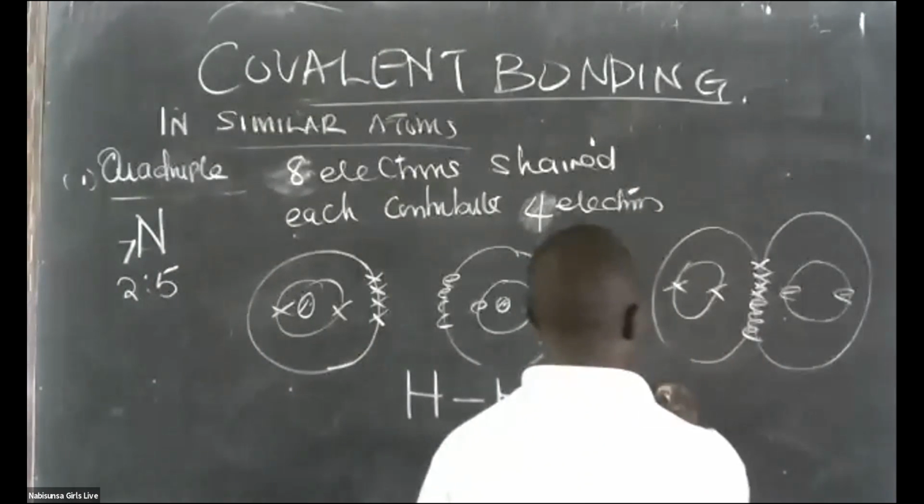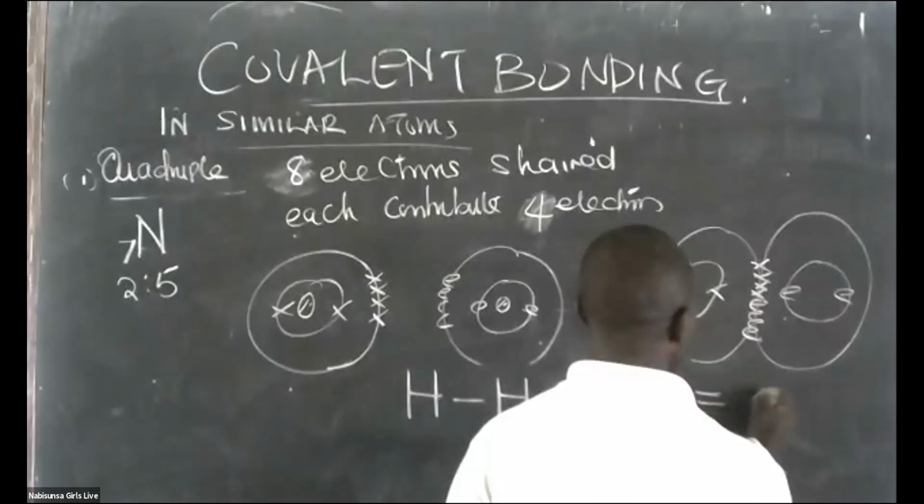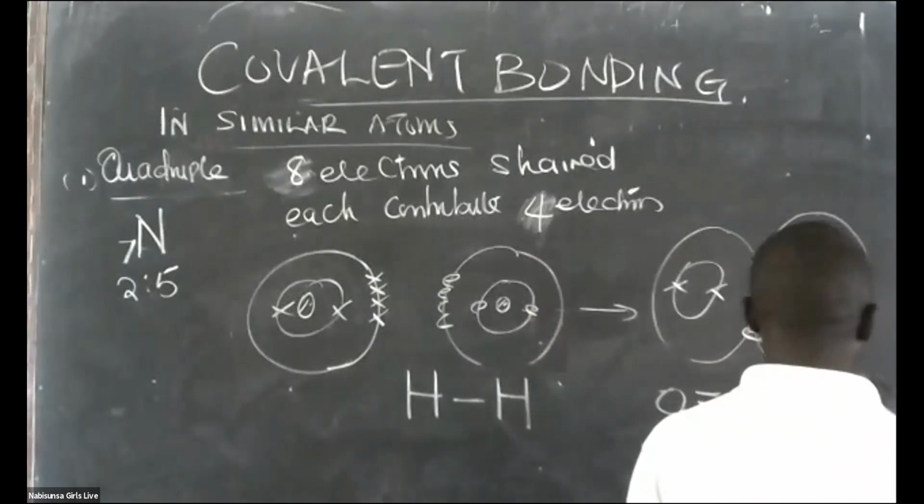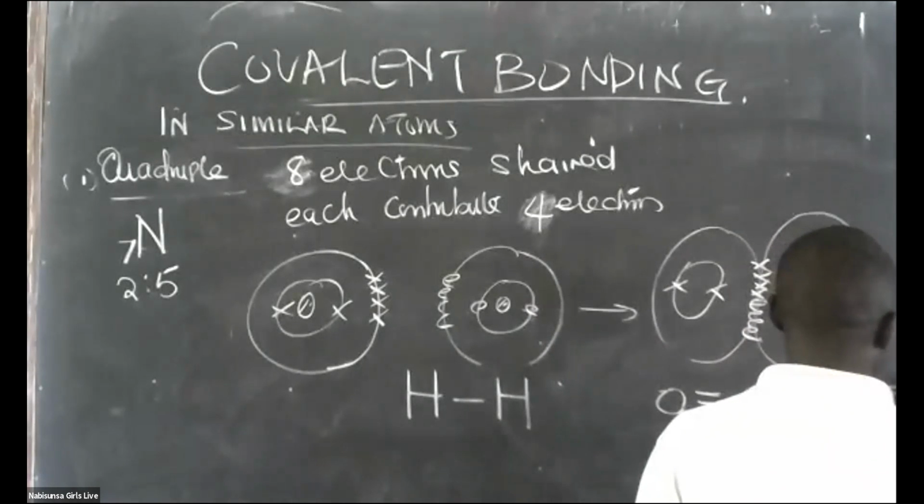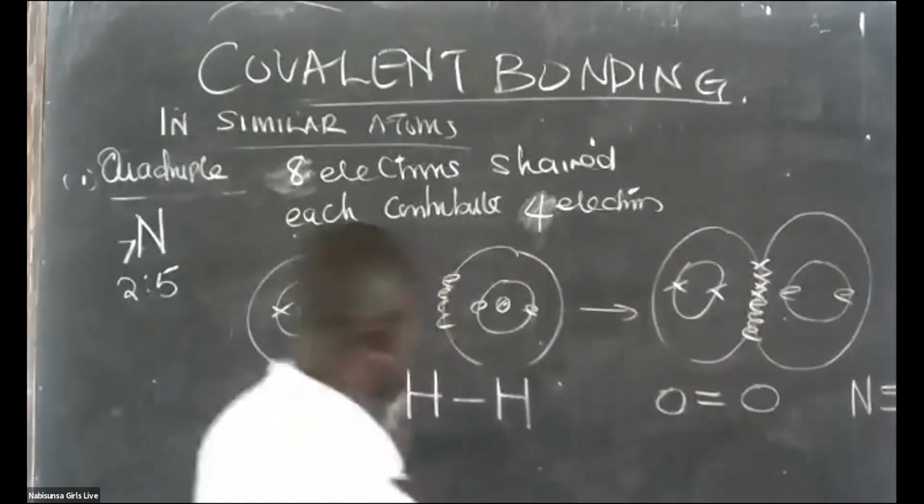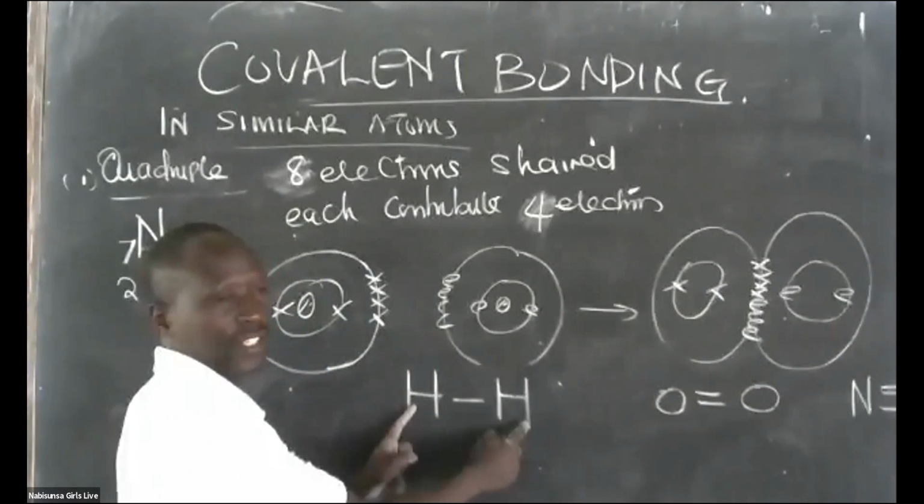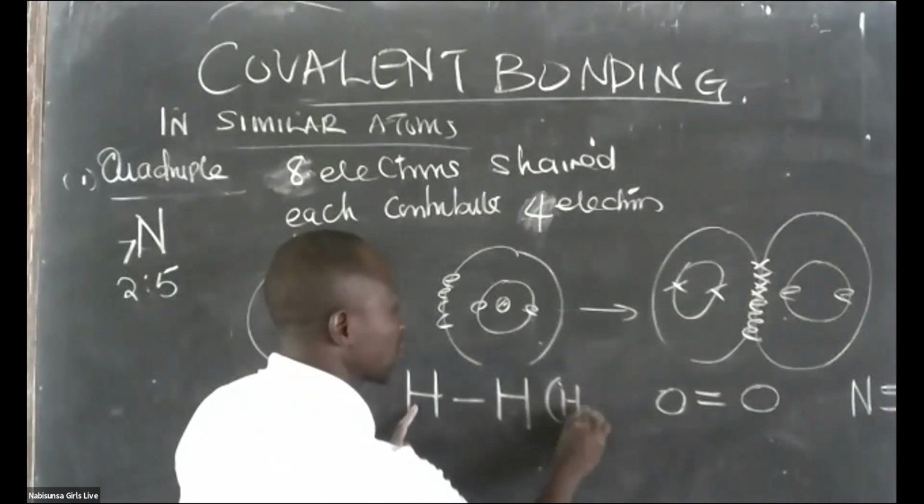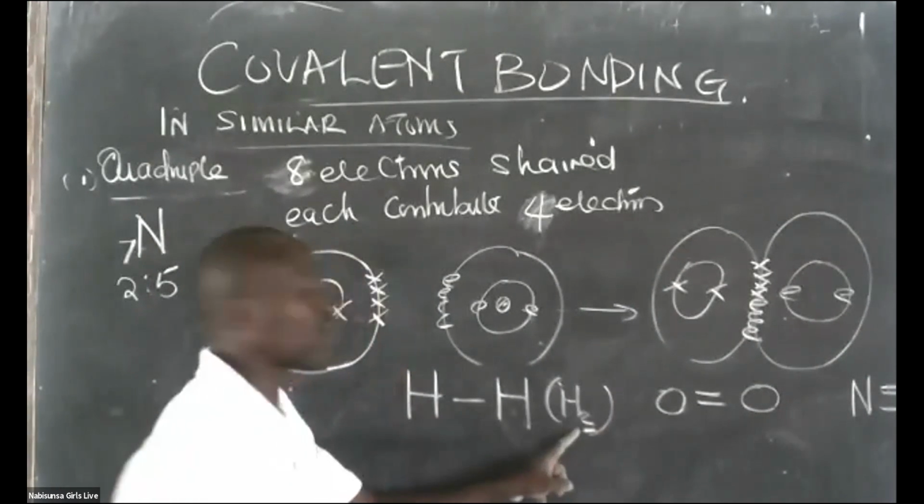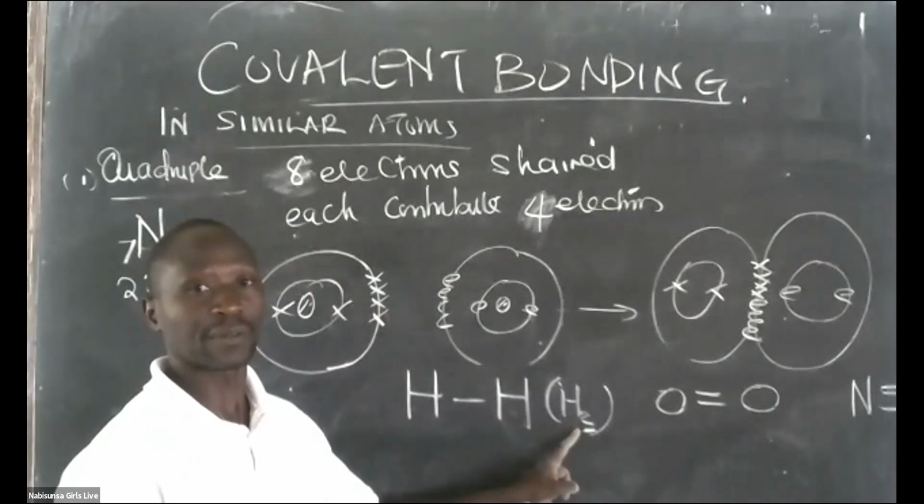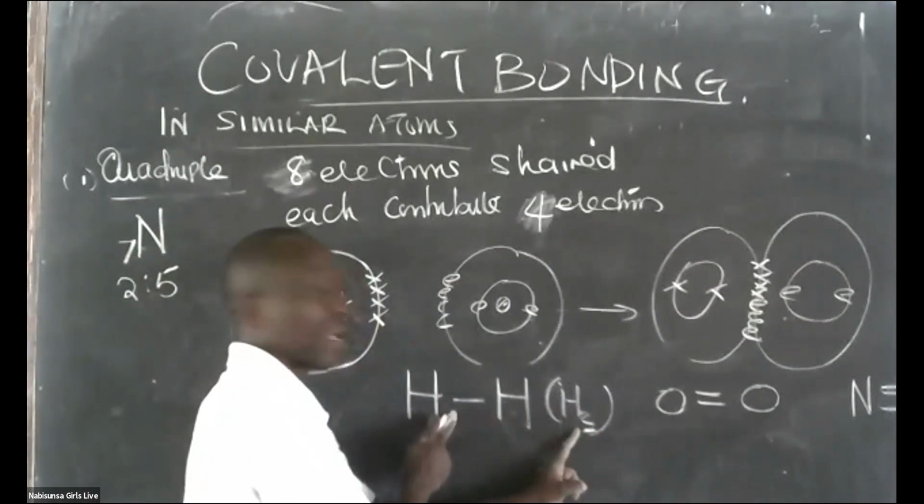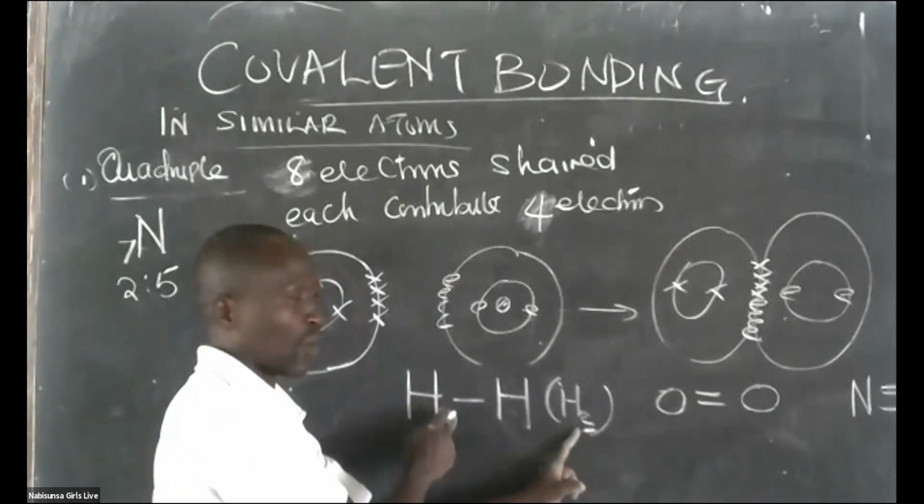Look at that one. You look at O-double-O. Now you look at N-triple-N. This one has 2 atoms, H and H. This one is written as H2. The 2 here means that the 2 atoms are similar and are involved, but each atom is held by a single covalent bond. Each atom contributes 1 electron.